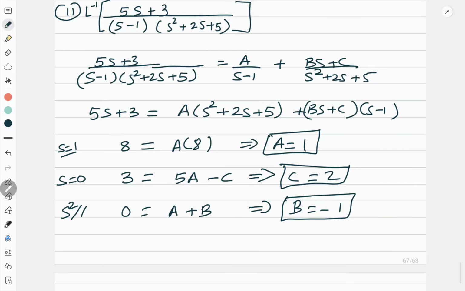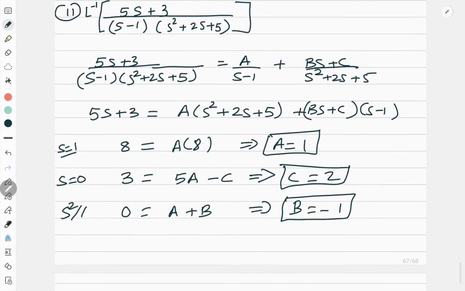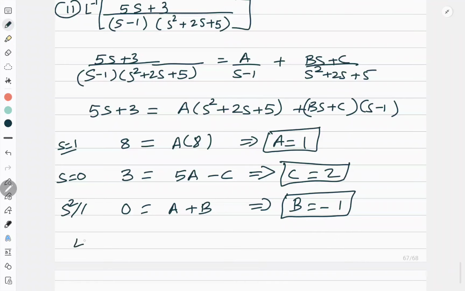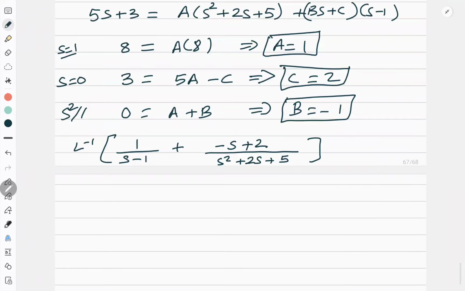Now, substitute the values. So, now my question will become Laplace inverse of 1/(s − 1) + (−s + 2)/(s² + 2s + 5). Correct? Now, see how I can do the second part. First part is not an issue. It will be e to the power t, plus I need to do this one.